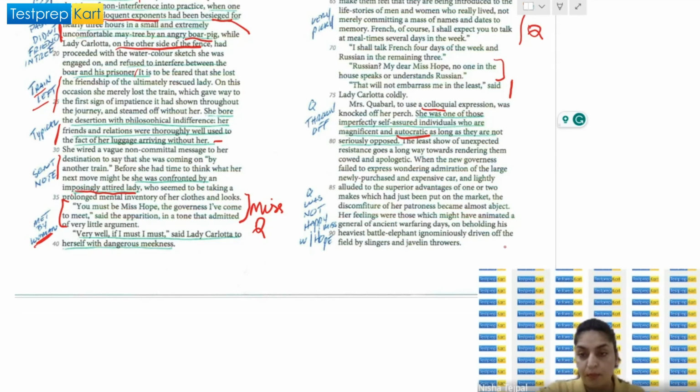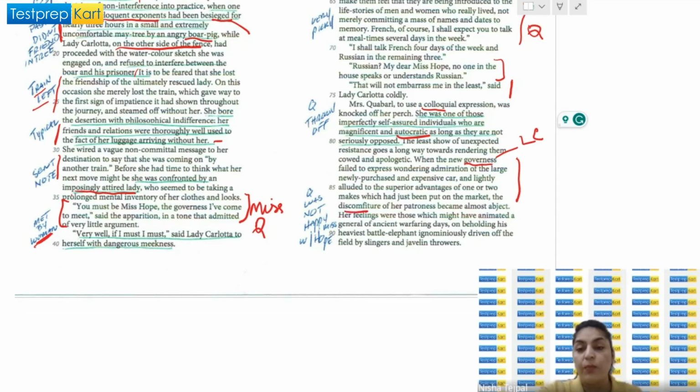Now, see this episode. Here, it is being described that when this new governess, who is this new governess? Lady Carlotta. When Lady Carlotta didn't admire the expensive, big car she sat in, or the new, illuminated, well-maintained mansion, if she didn't mention anything of these two things, Miss Quabal is put on a setback. Why is she not praising my things? So this is the kind of nature that the writer is talking about.